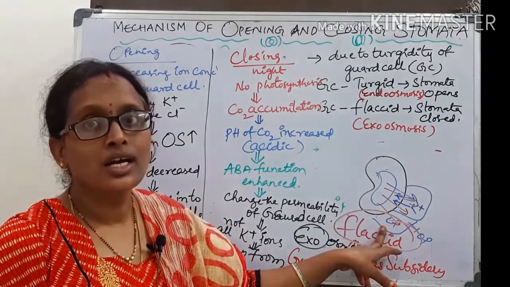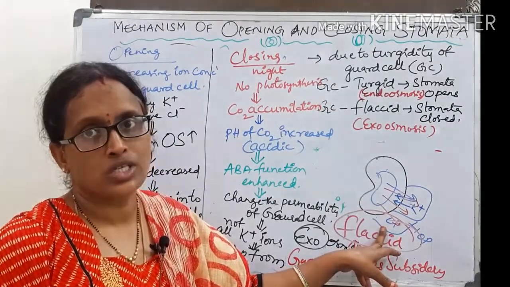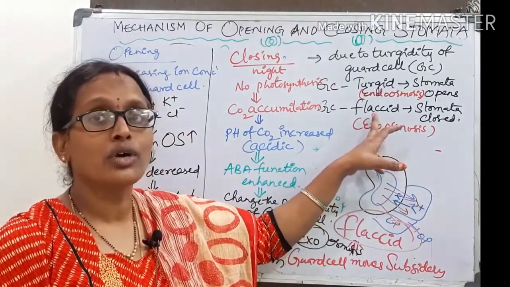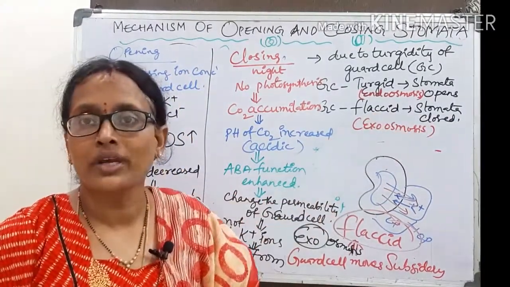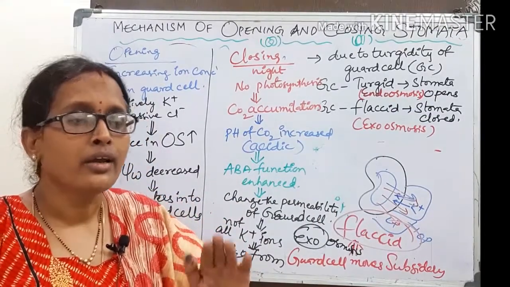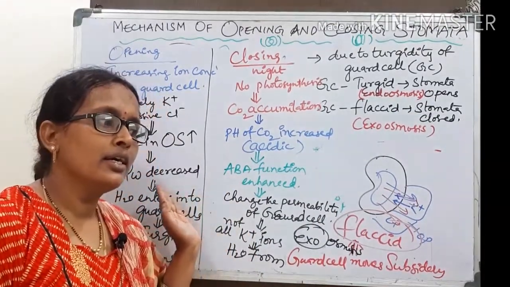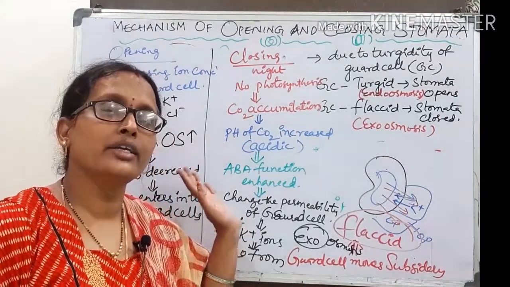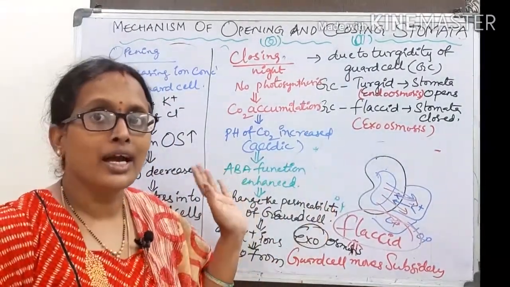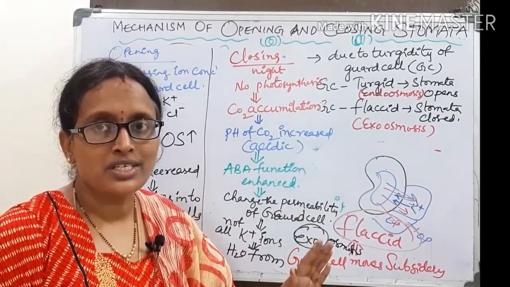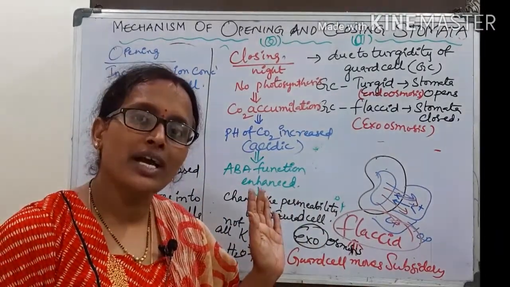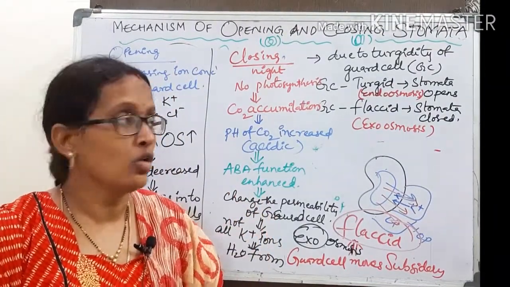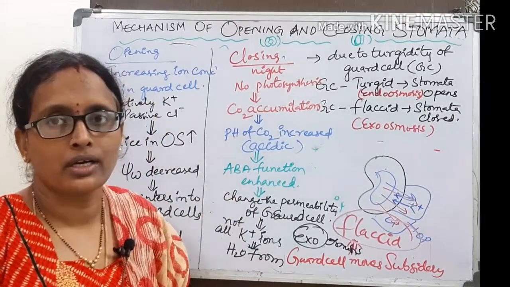So that is exoosmosis, which results in the flaccidity of guard cells, resulting in the closing of stomata. When ions move inside, the guard cells become turgid and the stomata opens. When ions come outside into the subsidiary cells, the guard cell becomes flaccid and stomata is closed. This is regarding the opening and closing of stomata. Thank you.